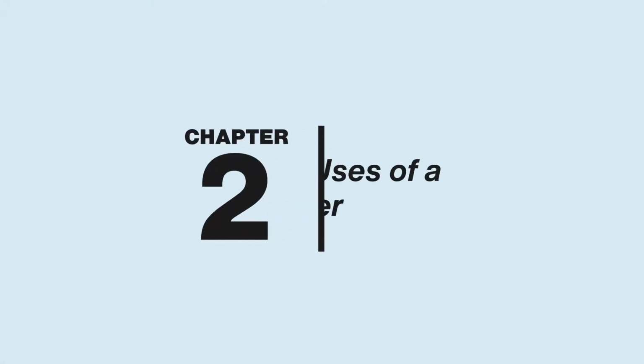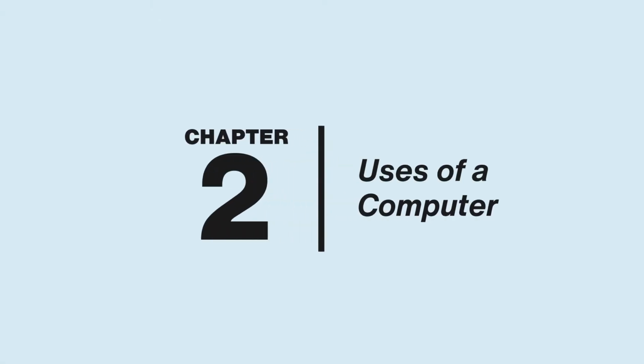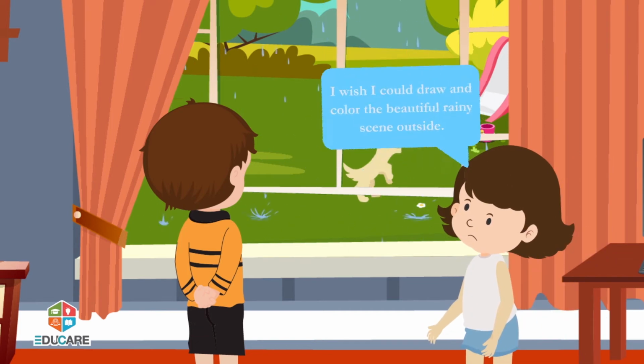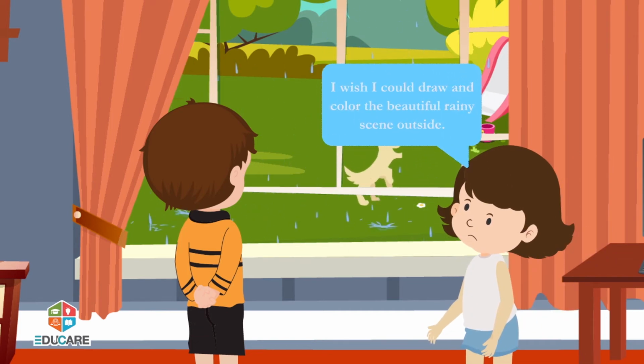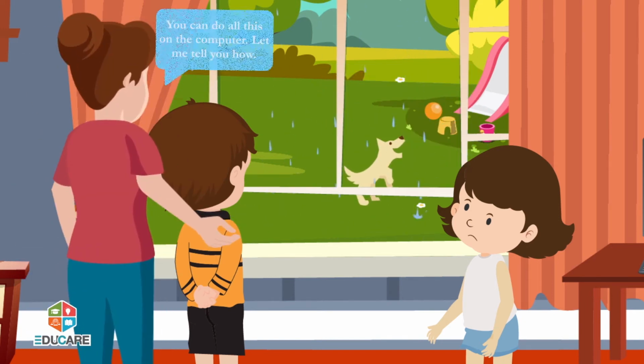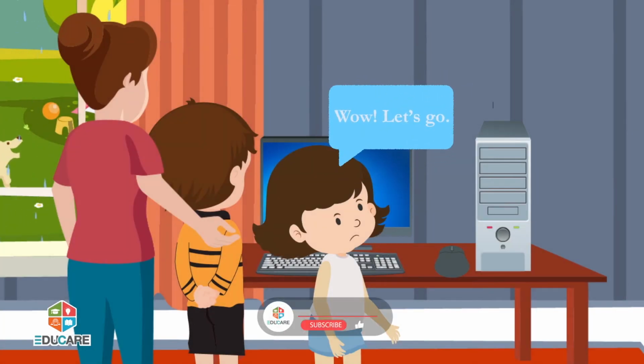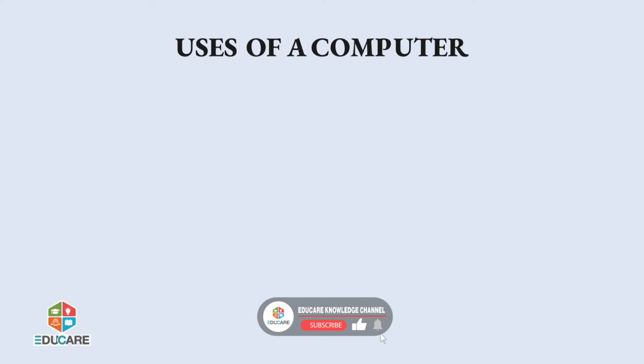Chapter 2: Uses of a Computer. It is raining outside. I wish I could play. I wish I could draw and color the beautiful rainy scene outside. You can do all this on the computer. Let me tell you how. Wow! Let's go.